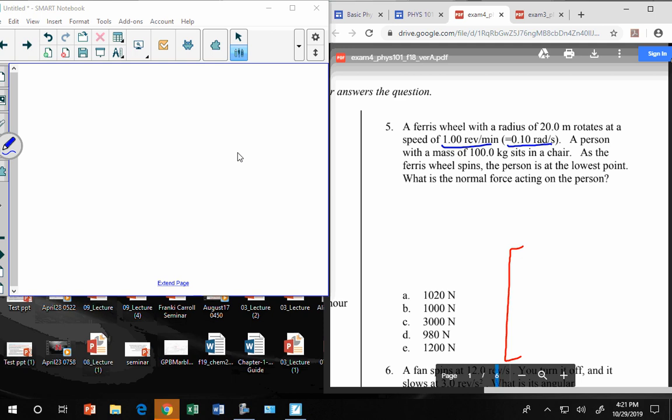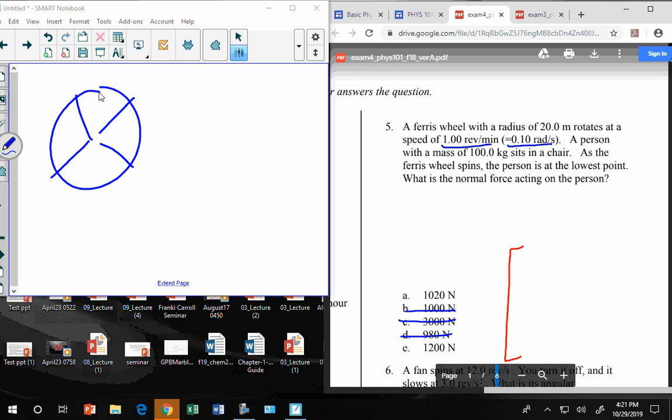At the bottom of this Ferris wheel, is the normal force going to be more or less than 1,000 at the bottom? More, right. And so that means I can get rid of this. I can get rid of this. And honestly, C is kind of big. I'm going to get rid of C just because I don't think it's right. It seems really big. So it's either A or E. That helps me a lot. Now I'm down to sort of 50-50. You could just not work this problem, guess, and maybe you'd even get it right.